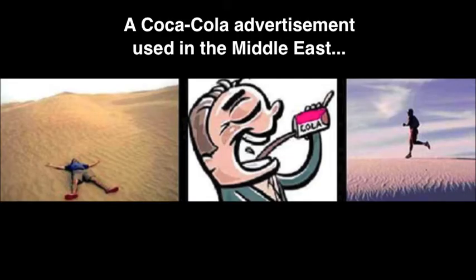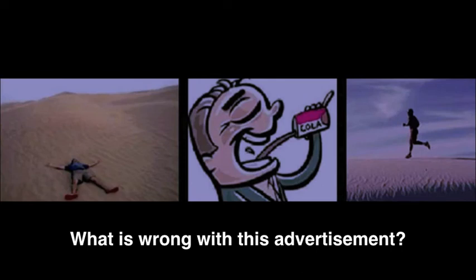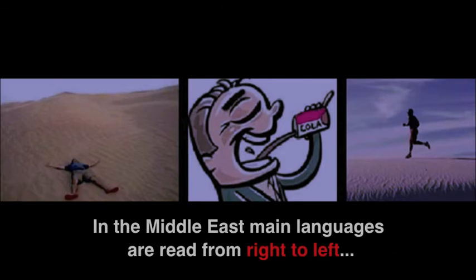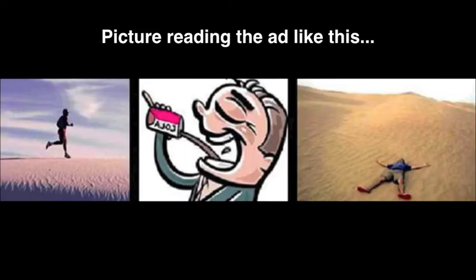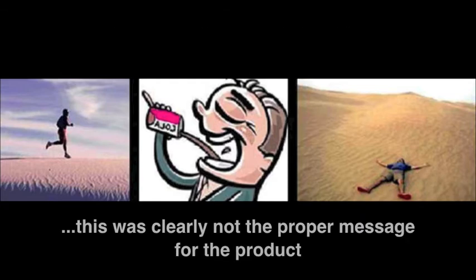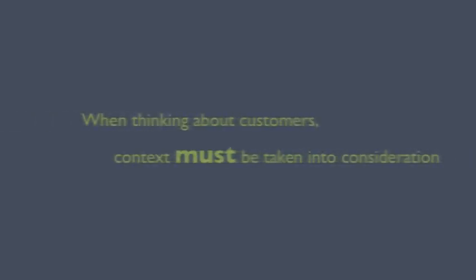This is a Coca-Cola ad that was used in the Middle East. It was unsuccessful. Why was it unsuccessful? If I were reading this advertisement in the Middle East, what I would take from it is that Coca-Cola would make me pass out and not energize me at all. The problem is that in the Middle East, Arabic, Hebrew, and similar languages are read from right to left. There is a difference in culture from the basis of language, just from the manufacturer to the customer.